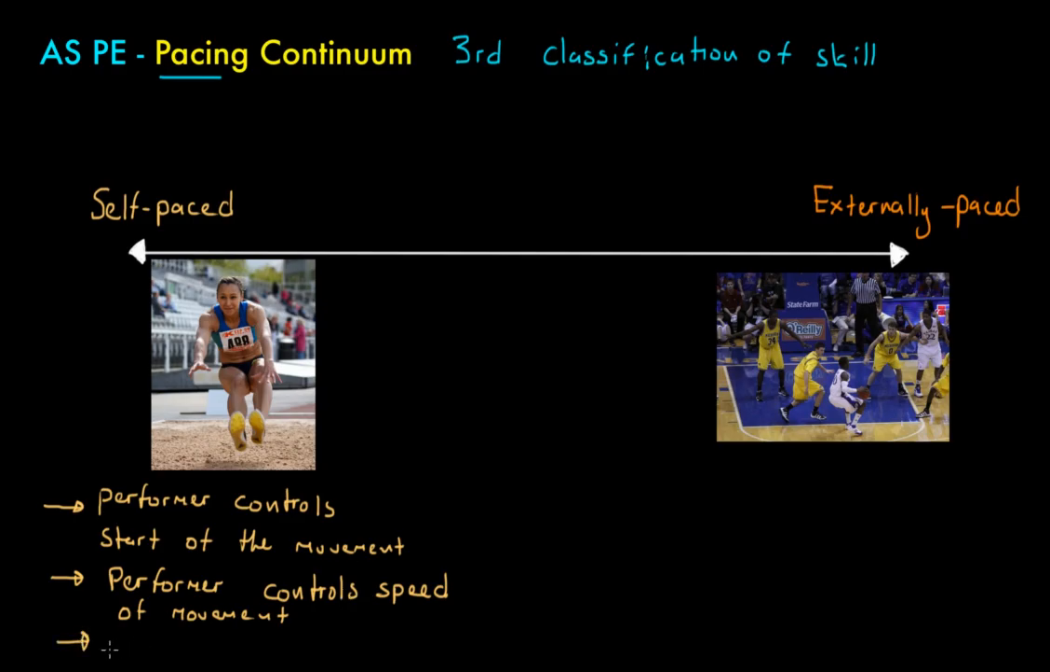We'd also say that a self-paced skill, as we've seen previously, is what we'd call a closed skill, a habitual skill, a pre-learned skill, a skill with a stable, consistent, unchanging environment. And we see that in this environment of the long jump, don't we?